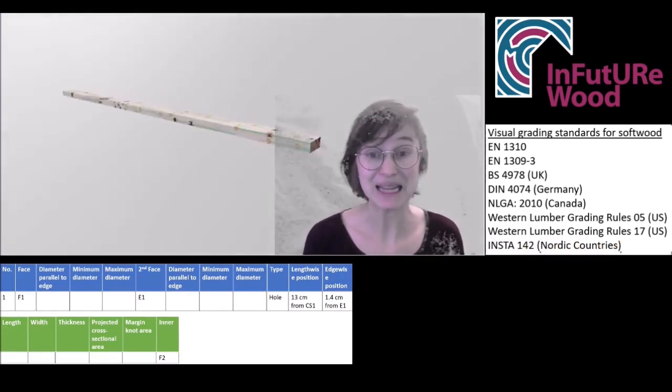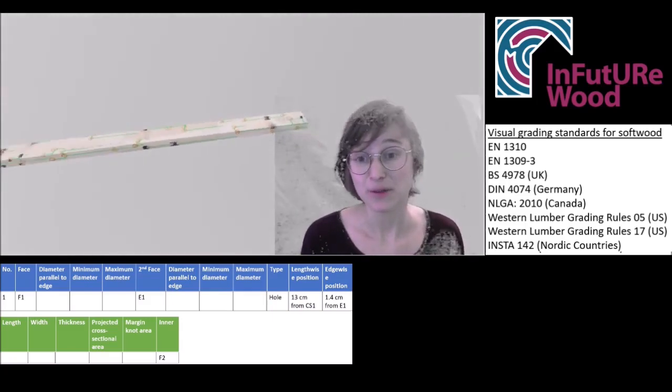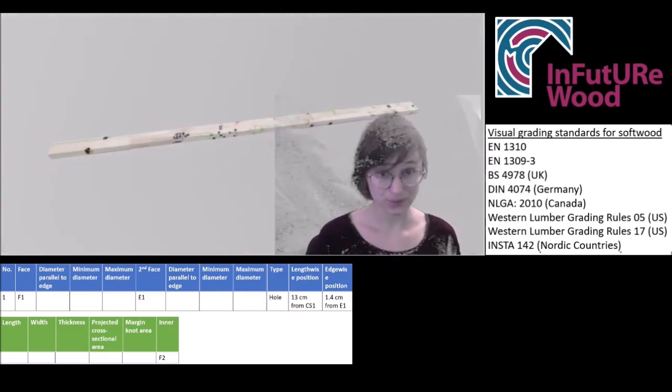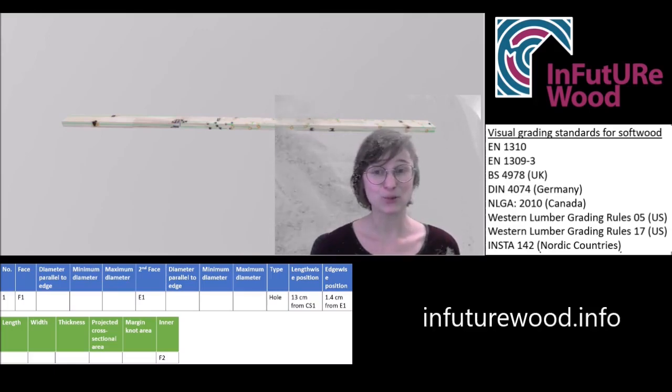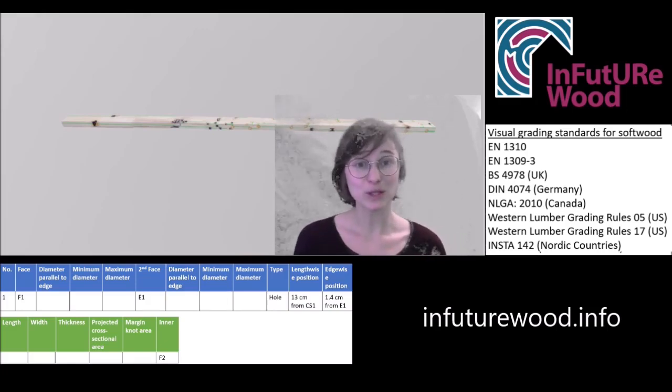And that's finally it. So if we really would want to measure to fulfill all the standards, we would end up with at least 8 measurements for each knot and 6 measurements for the whole beam. So this is quite a bit of work, and within the In Future Wood project we hope to come up with some simplified grading rules for recovered timber where you maybe don't know the origin, or probably don't know the origin of the wood, and would not necessarily know which visual grading standard would be a good choice.